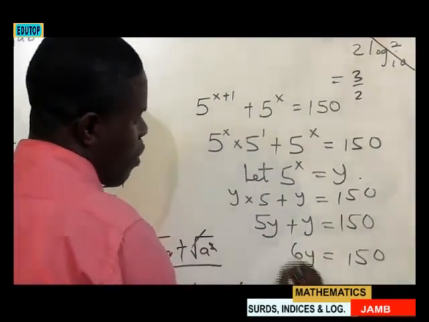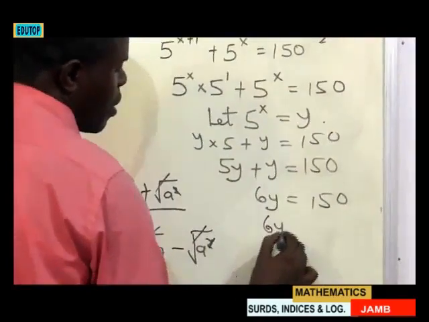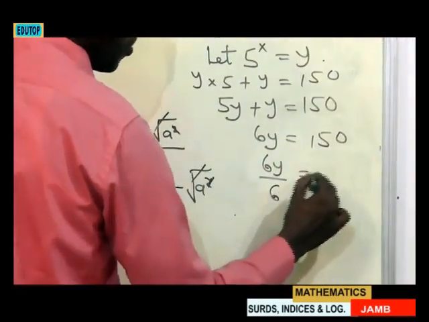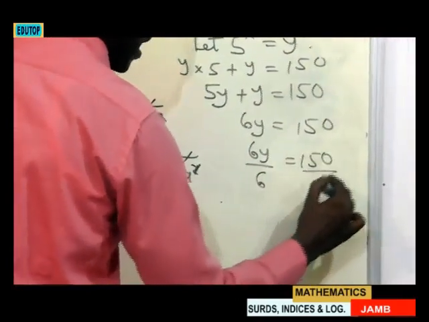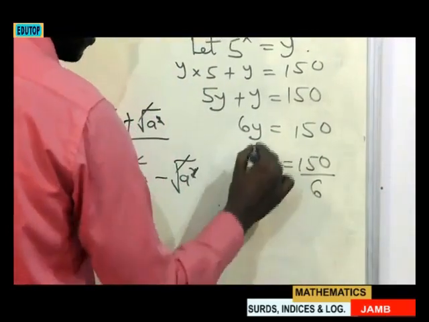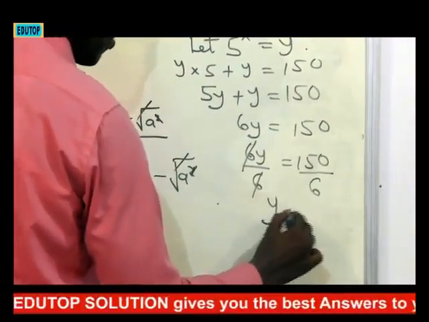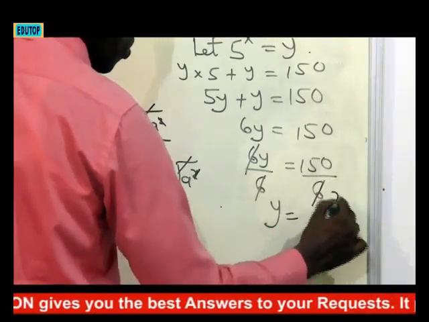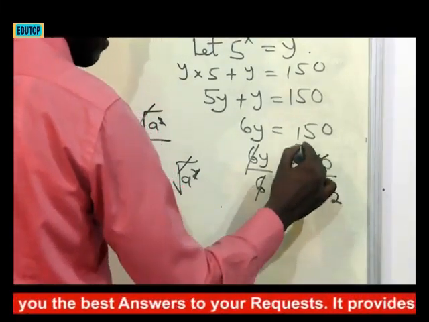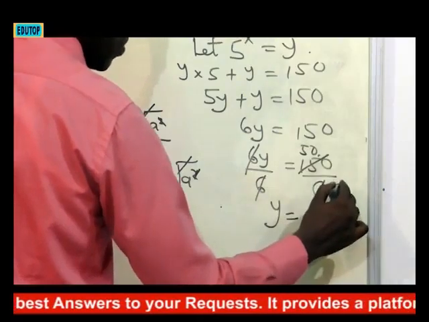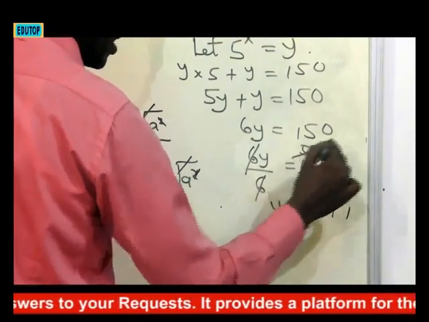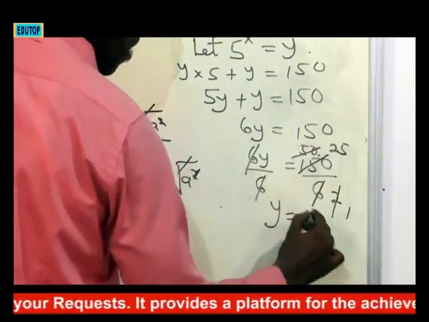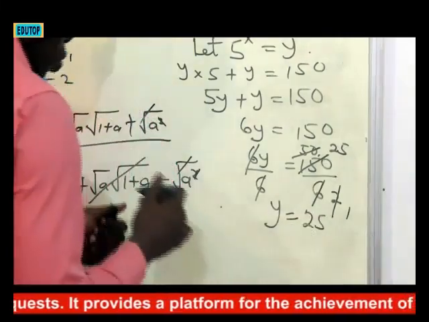So what am I doing? I'm looking for y. So divide both sides by 6. I divide it by 6, I also divide 150 by 6. 6 can cancel this. Then I have y equals to, 3 here 2, 3 here 50, 2 here 1, 2 here 25. So my y then equals to 25.